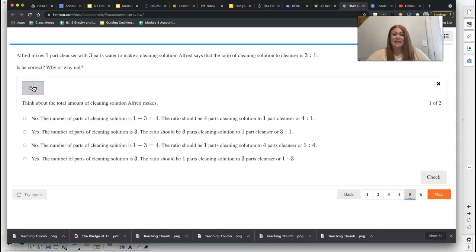I'm going to click on this hint for you. Think about the total amount of cleaning solution that Alfred makes. So 1 part cleaner, 3 parts water. So yes or no. So 1 to 3, total of 4 pieces, but it lists cleaner first, water second. And then over here we have 3 to 1. Let's decide if you think 3 to 1 matches this answer over here, and make sure you explain if these are the same or not.